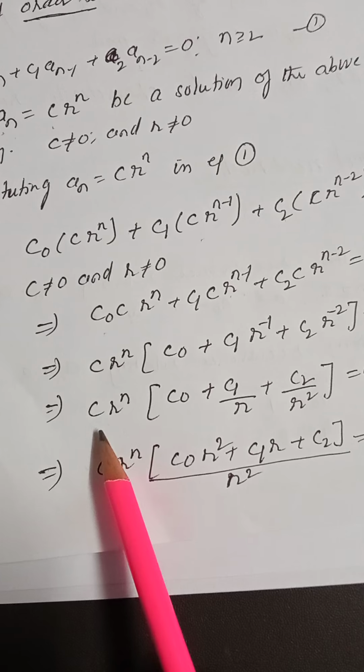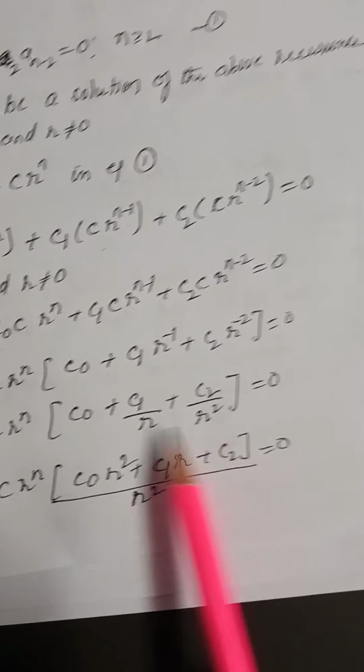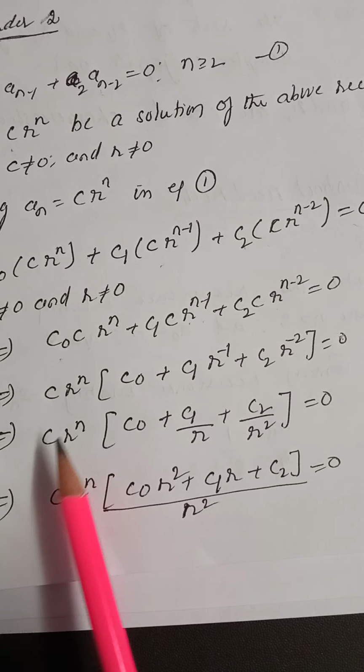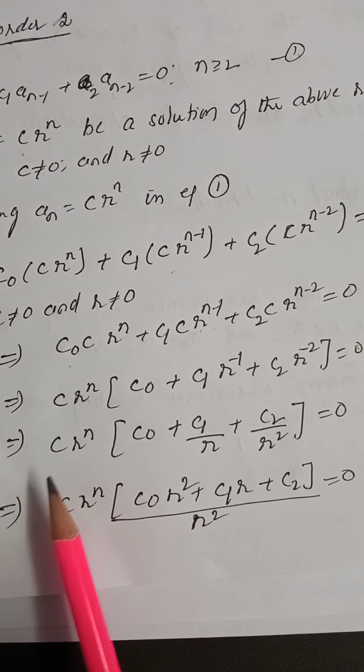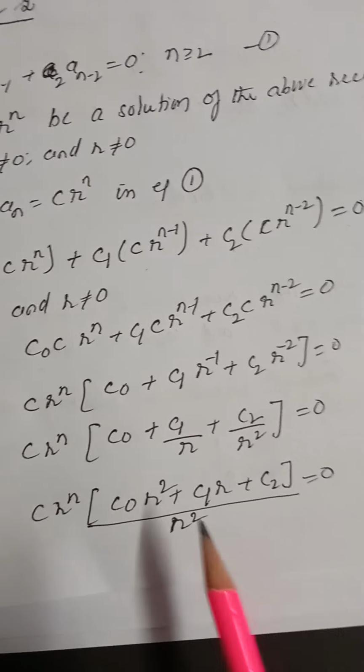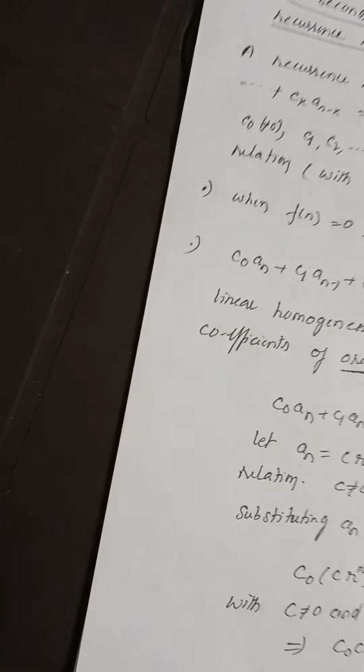Right? Here c r^n is multiplied by this expression. Because we know that c is not equal to 0 and r is not equal to 0, this product is not equal to 0. Therefore this expression must be equal to 0: c0 r^2 + c1 r + c2 = 0.